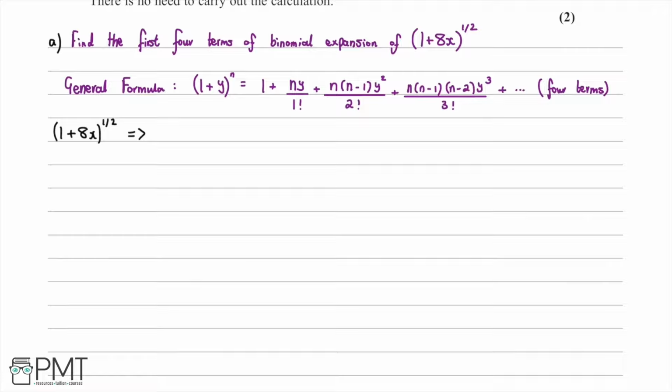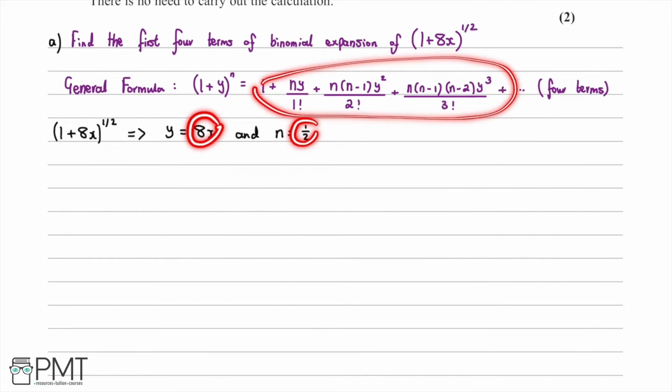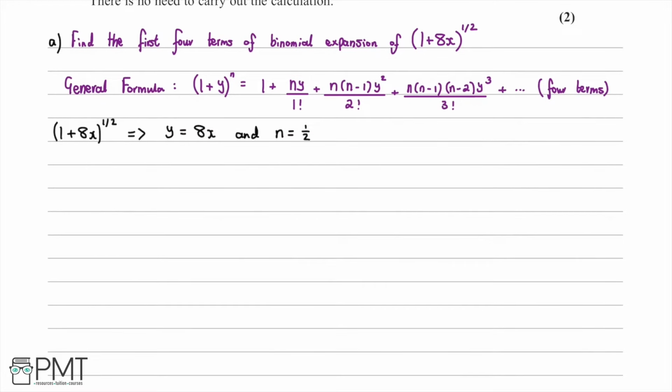So then we can say our y is going to be equal to 8x, and then our n is going to be equal to 1 over 2. So what we can now do is substitute 8x and a half into this general formula, and that's going to give us the expansion of (1 + 8x) to the power of a half, and that'll be the first 4 terms.